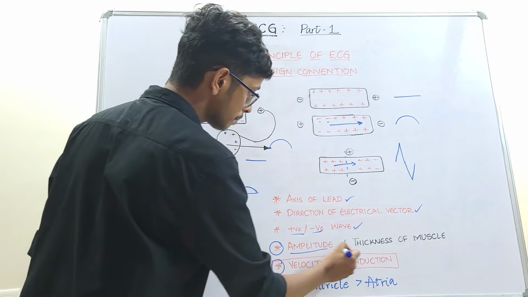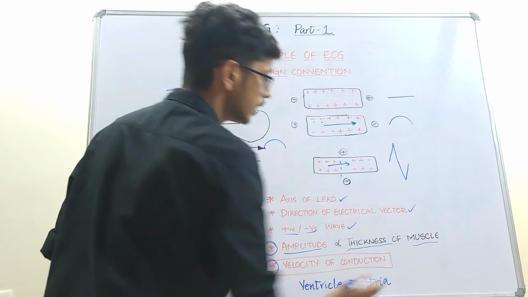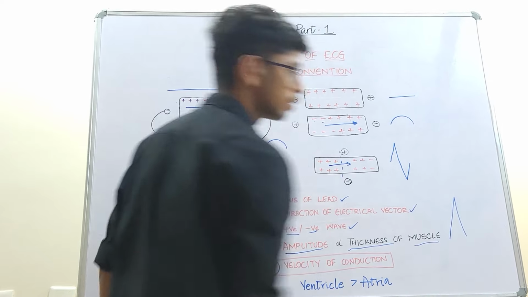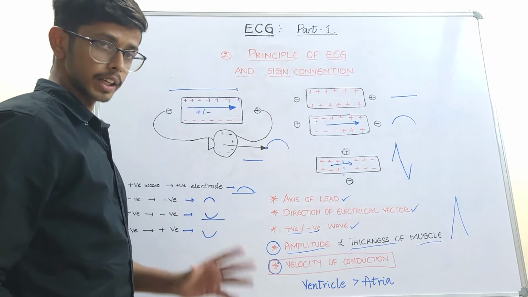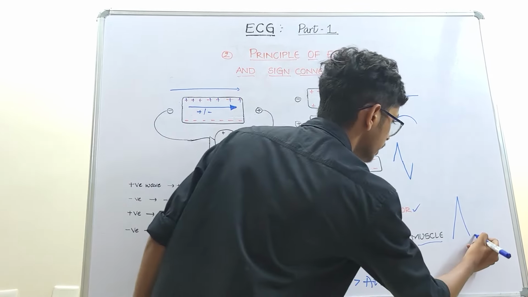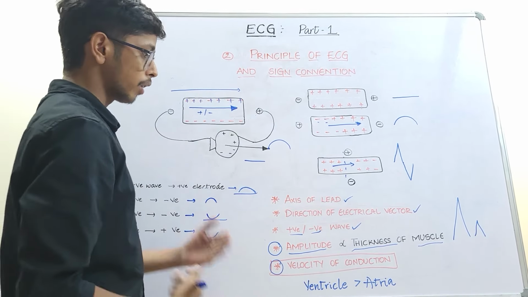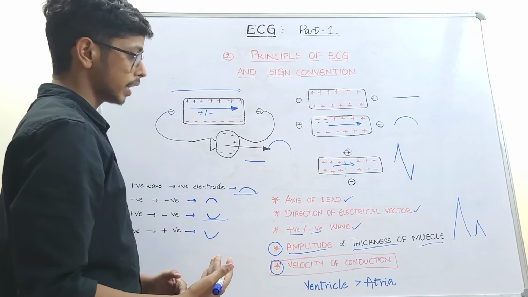Amplitude is directly proportional to the thickness of the muscle, guys. Ventricle is more thick, so we will get a big wave. Atria is less thick, so we will get a small wave in atria. So these things also determine the type of wave generated in the ECG.